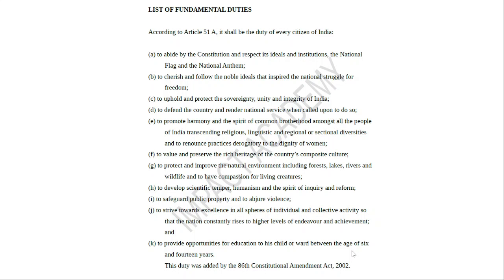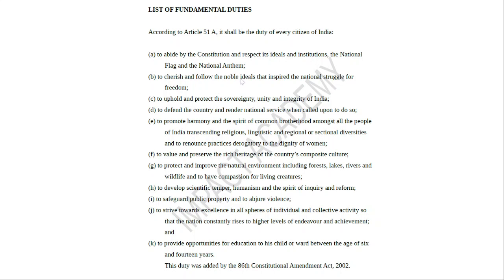Previously, Article 45 used to deal with education. Now, with this 86th Constitutional Amendment Act, a new fundamental duty was added, and also the subject matter of Article 45 has been changed to provide education up to 6 years. From 6 to 14 years, a separate article, Article 21A, is added. So all those are very important articles.